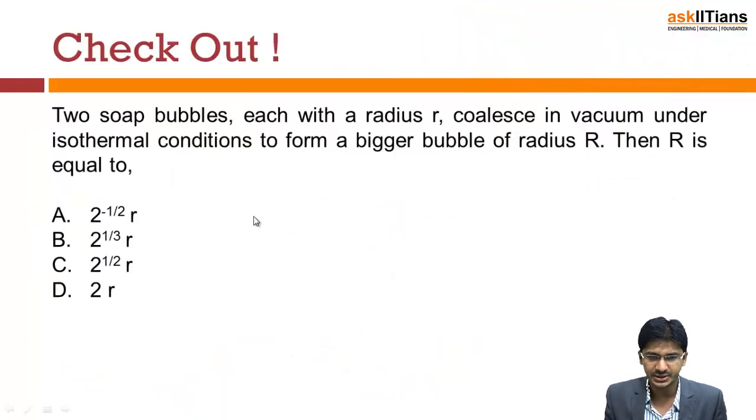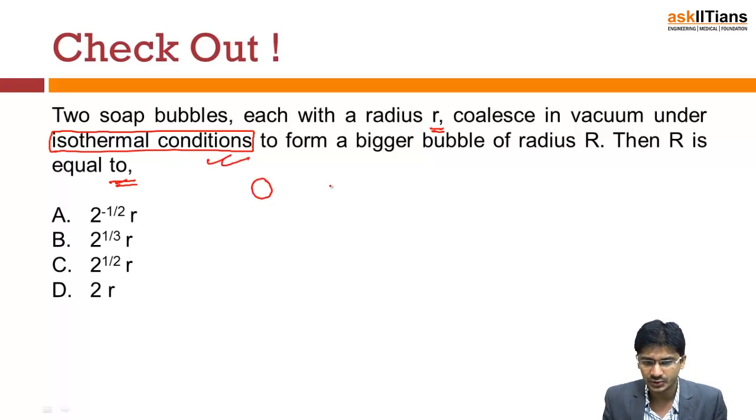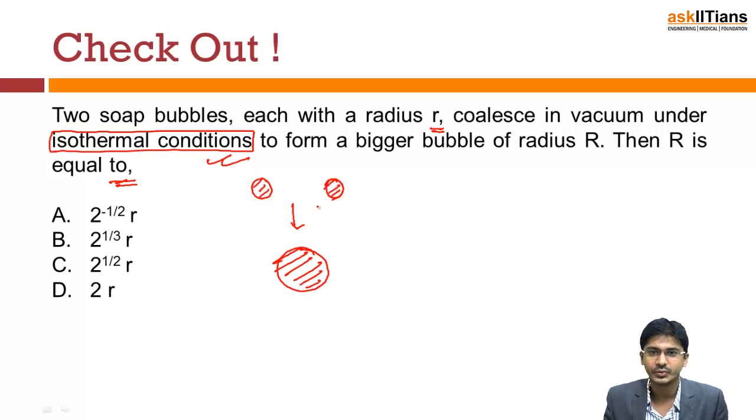Now let us see this question. We have two soap bubbles, each with radius r. They coalesce in vacuum under isothermal condition to form a bigger bubble of radius R. Then R is equal to? What does it mean when you say isothermal condition? That means the energy is conserved. You have to find the radius of the coalesced bubble. Now these two coalesce to form a larger bubble. These are smaller bubbles with small radius r, and this is of capital radius R.